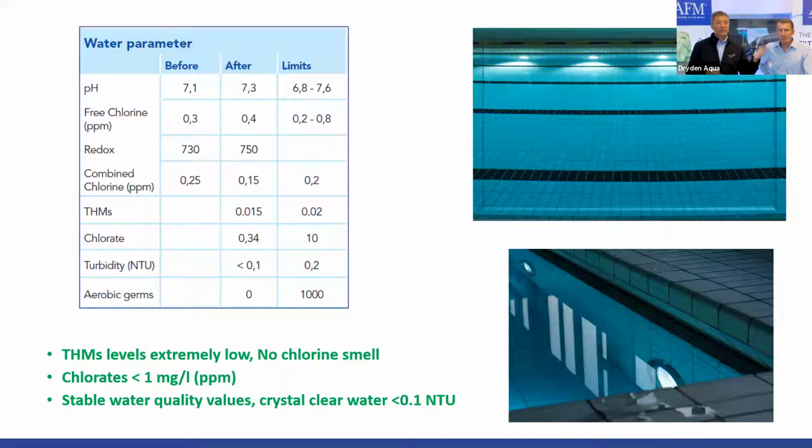Chlorates, which we talked about in session number 5, the limit is 10. In Germany, it's 30. We are below 1. This is absolutely incredible. And of course, turbidity below 0.1. You cannot measure it. The sensor says, I cannot measure turbidity. So this is how good you can do it.